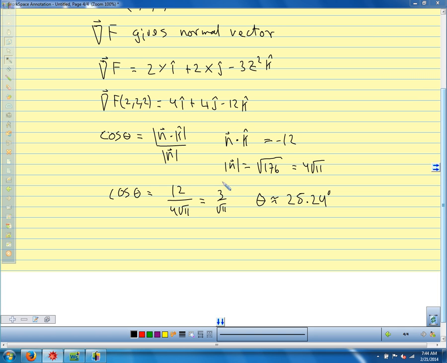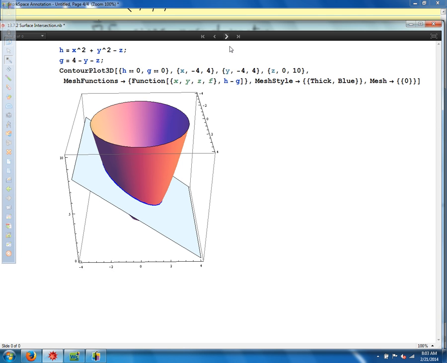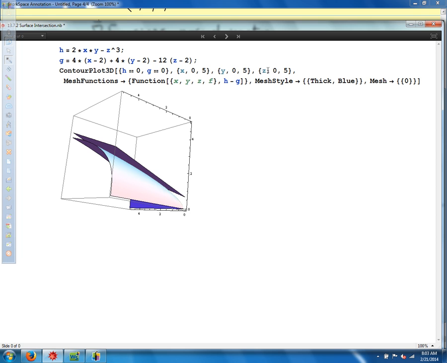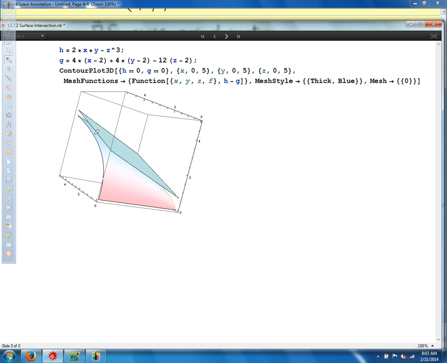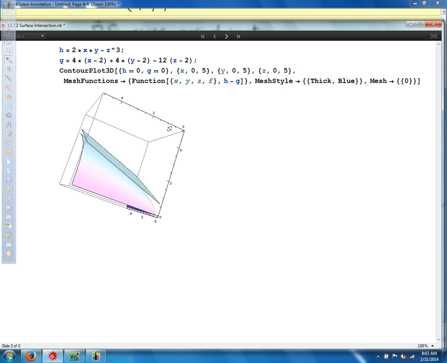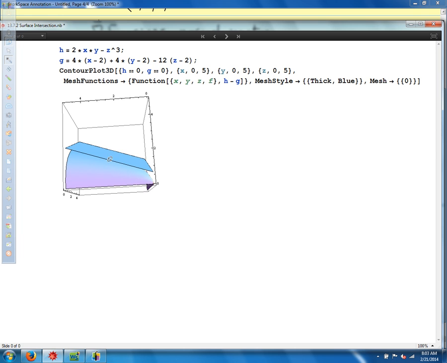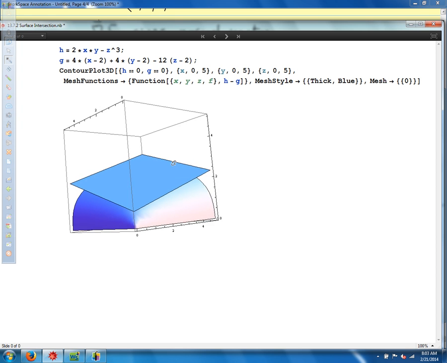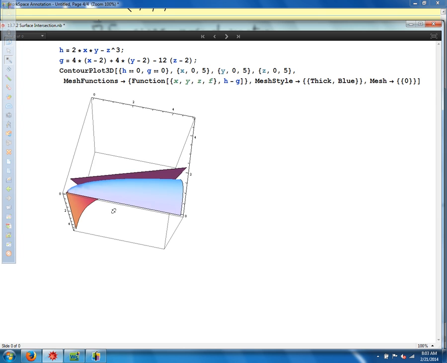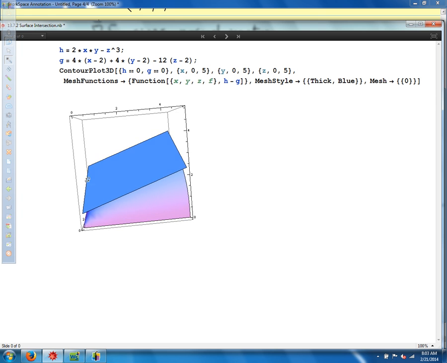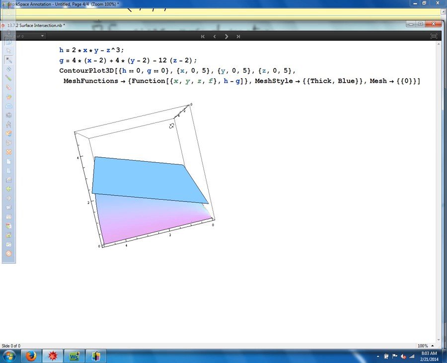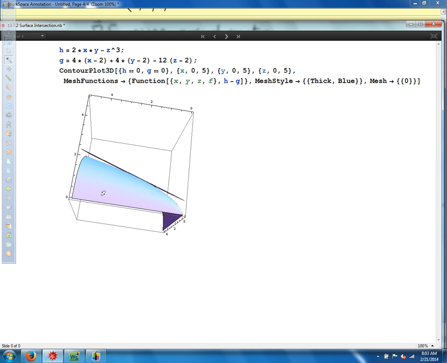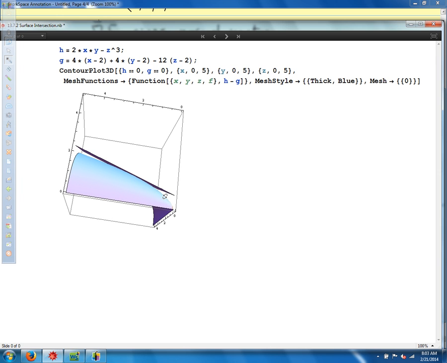Okay, so let's look at a picture. There's our surface. I graphed it from 0 to 5, and there's our tangent plane, and our point (2, 2, 2) is kind of right in the middle of that box. If I turn it around this way, looking at the angle between this and that, it looks like it could be about 25 degrees.